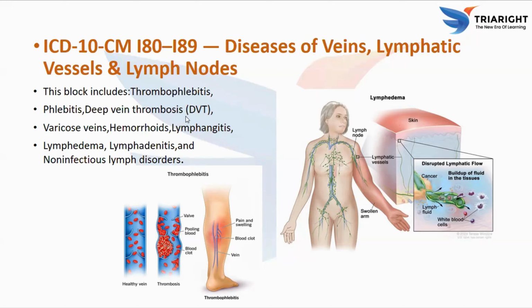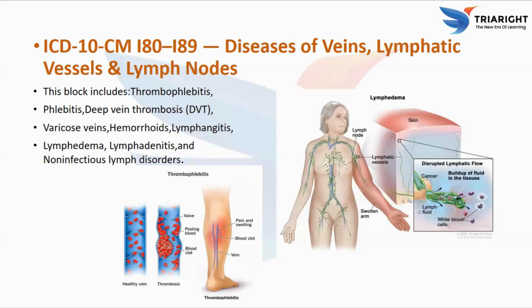Next, deep vein thrombosis. It's DVT. So you have to assign a code I-82 for deep vein thrombosis. It's nothing but a blood clot formed in the deep vein, usually in the leg. This can lead to pulmonary embolism if the clot travels to the lungs. And then varicose veins, I-83. Varicose veins are enlarged, twisted, bulging veins, usually in the legs.